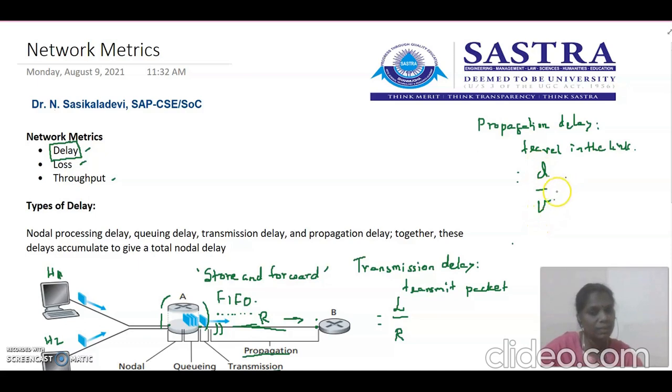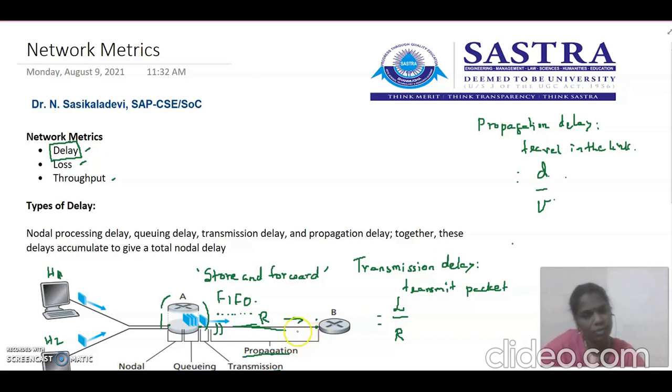The distance of the link divided by the velocity of the channel. The transmission delay is based on the length of the packet by the bandwidth of the channel. The propagation delay is based on the distance between the nodes by the velocity of the channel. If you take twisted pair, the velocity will be very small. If you take coaxial cable, the velocity is based on the coaxial characteristics. But the most common channels are fiber channels.